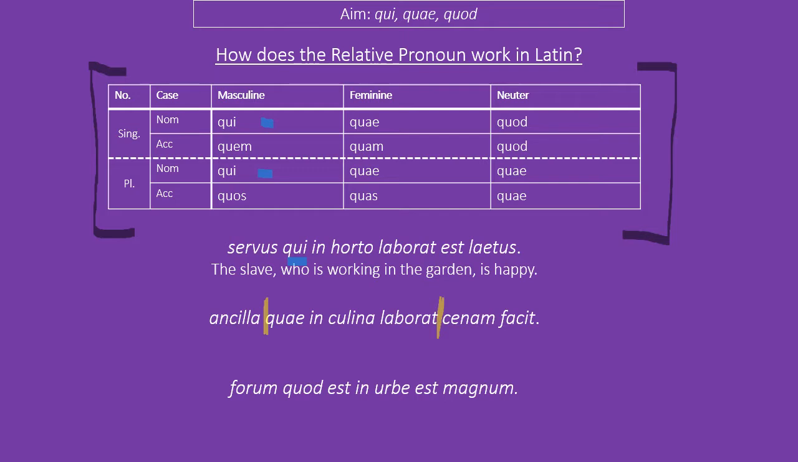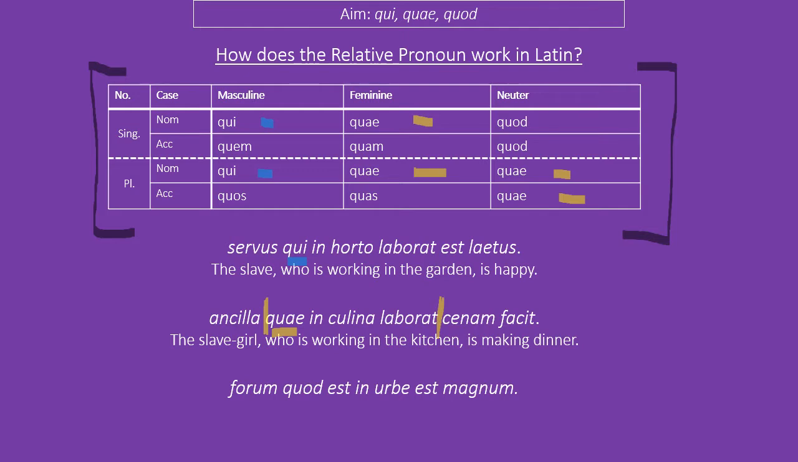Quae, as we can see here, probably refers to our slave girl. If we look in our table, it comes up quite often, but what does it mean? Well, let's just say for the sake of argument, it still means who. We're still going to try this really simple. The slave girl, the ancilla, quae in culina, in the kitchen, is working, is making dinner. You can see that I've already shown you the translation there.